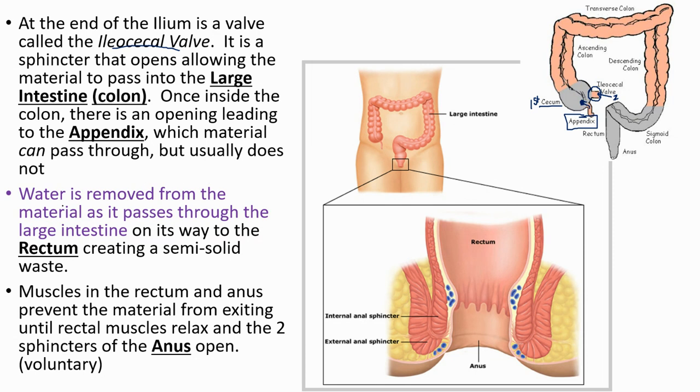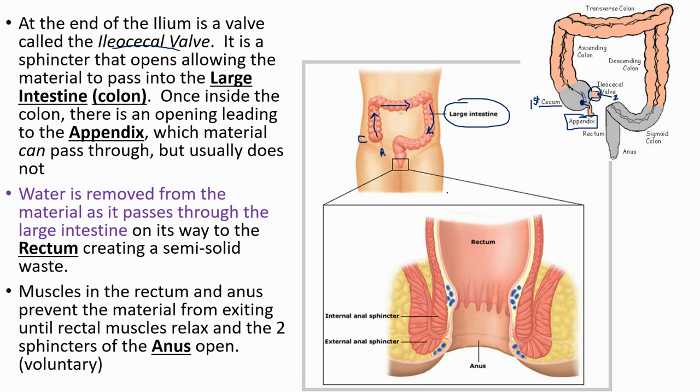So as it passes through the large intestine, again, you've got different sections. Right here's the first section, the cecum. You can see that little appendix right there, kind of about the size of your pinky finger, kind of hanging off the end there. Water is removed from the material as it's passing through the large intestine. So as the contents move through the large intestine, this is basically water absorption at this point.